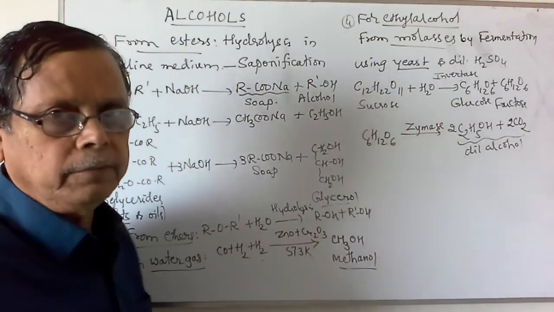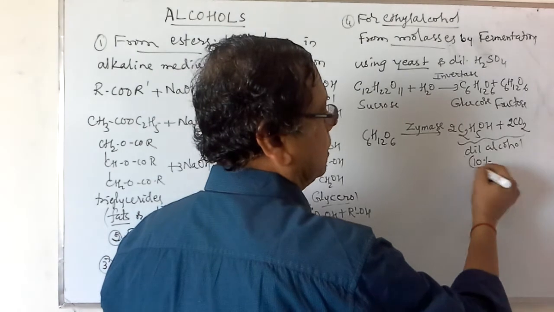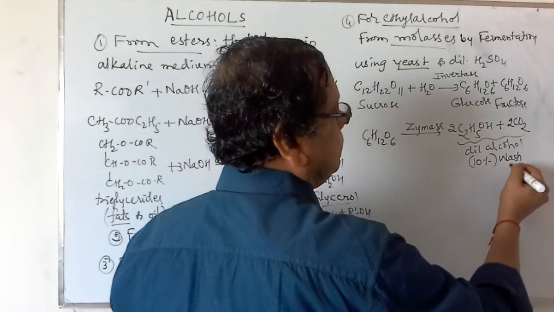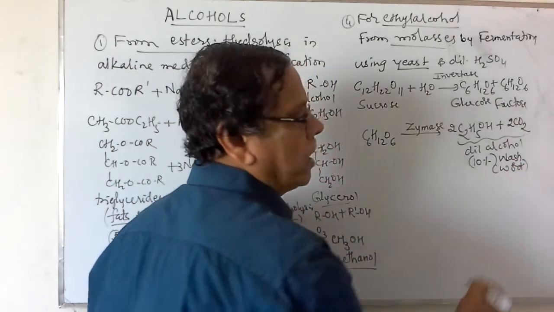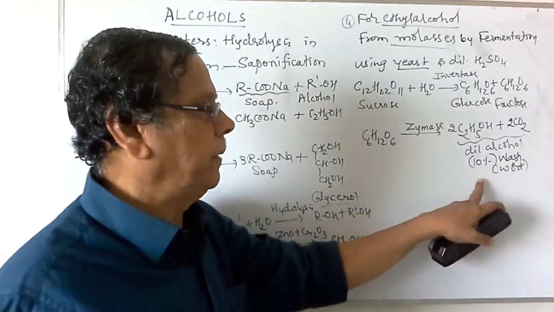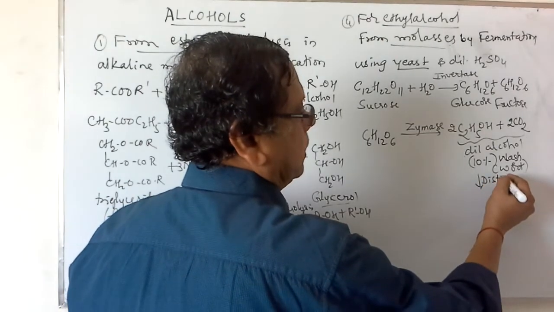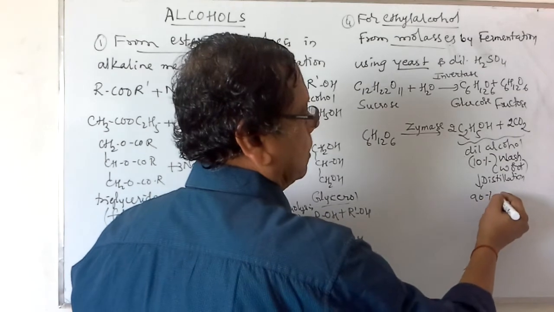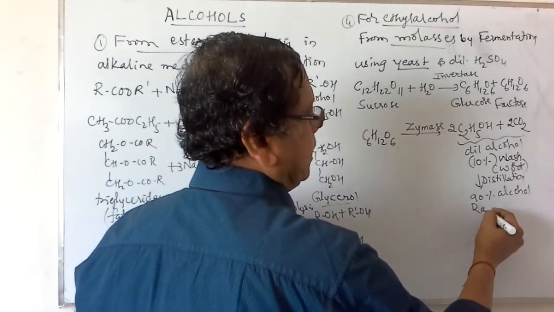Dilute alcohol, say for example, about 10% dilute, is named as the wash, also named as the wort. To prepare absolute alcohol from this, it is subjected to distillation. We get about 90% alcohol, which is named as the raw spirit.